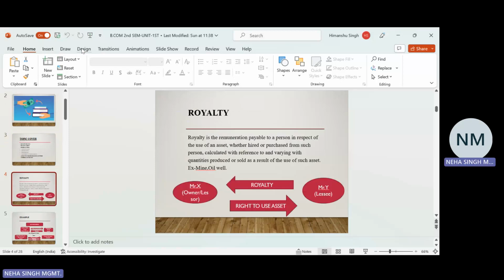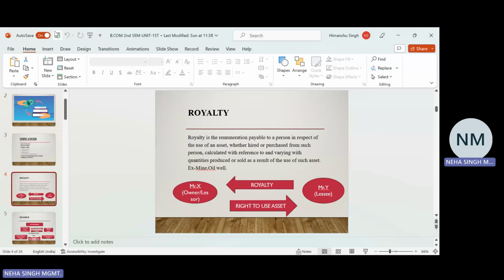What is royalty? Royalty is the amount which is payable to a person in respect of the use of an asset, whether hired or purchased from such person, calculated with reference to and varying with quantities produced or sold as a result of the use of such asset. For example, a mine and an oil well.